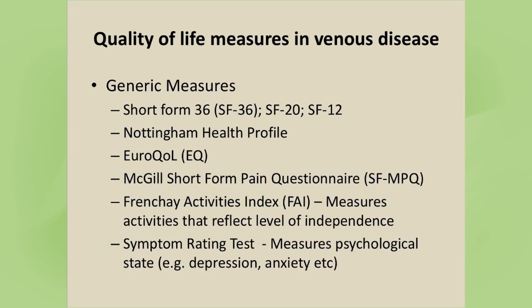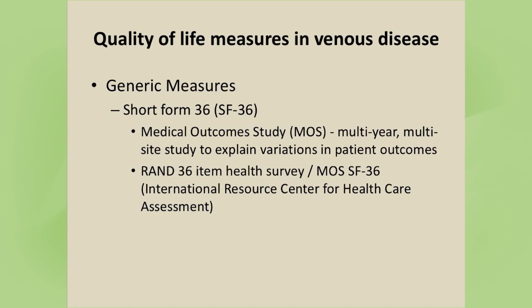Now, coming to the generic measures, the Short Form 36 came out of the Medical Outcomes Study, which was a multi-year, multi-site study to explain variations in patient outcomes that was carried out by the RAND Corporation. And so the original health survey is termed the RAND 36-item Health Survey. There's actually also a commercially available version, which is the Medical Outcomes Study SF36. The questionnaire used in both these surveys is identical. The only difference is the way the scoring is carried out.